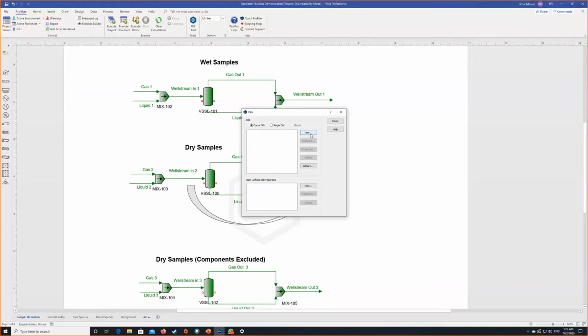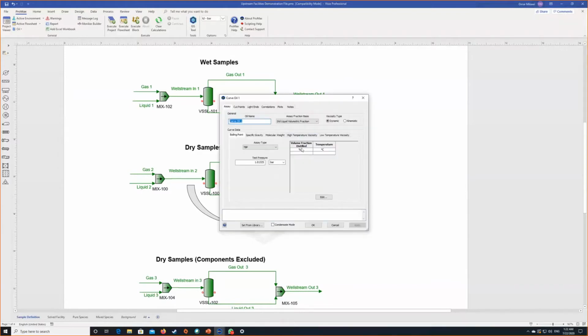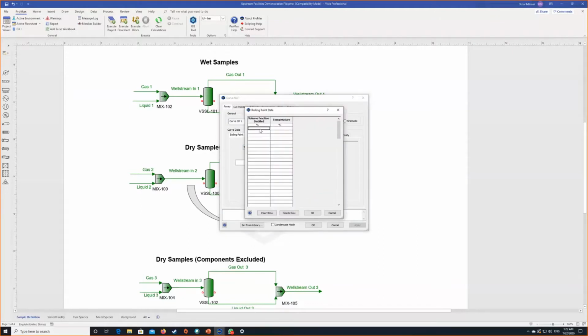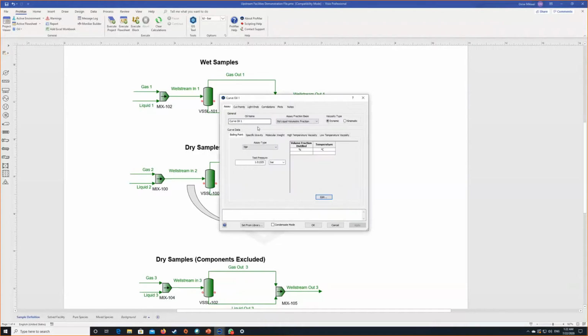Starting with curve oils, you would simply select your assay type, TBP or D86 or the other assay types available. And then you would hit edit on the right-hand side and put in your boil-off curve. So 10% at 30, 20% at 50, and so on and so forth. You can then change, depending on the curve that was created, what are called property curves, so the specific gravity across the volume fractions, molecular weights across the volume fractions, and so on. You can install your own curves for that as well.